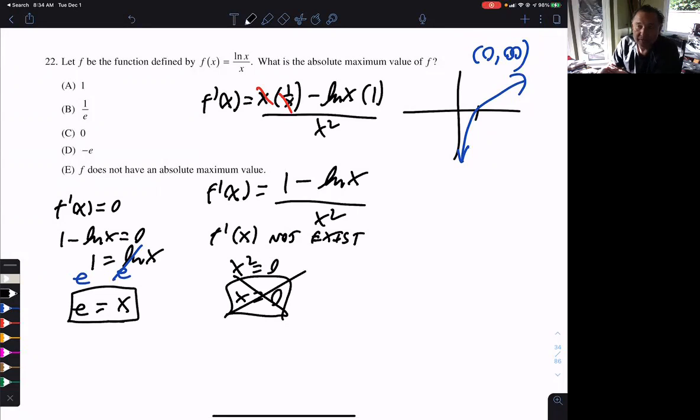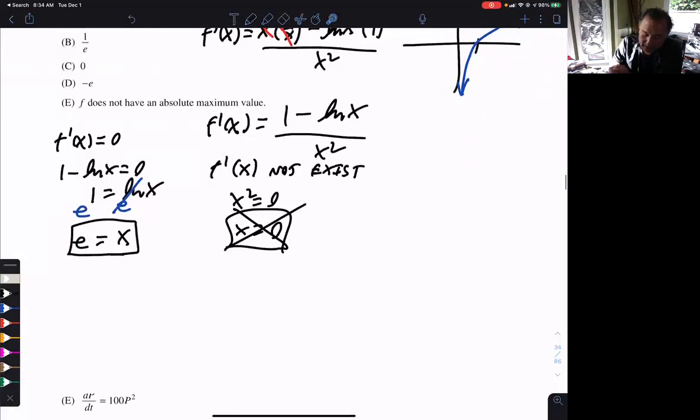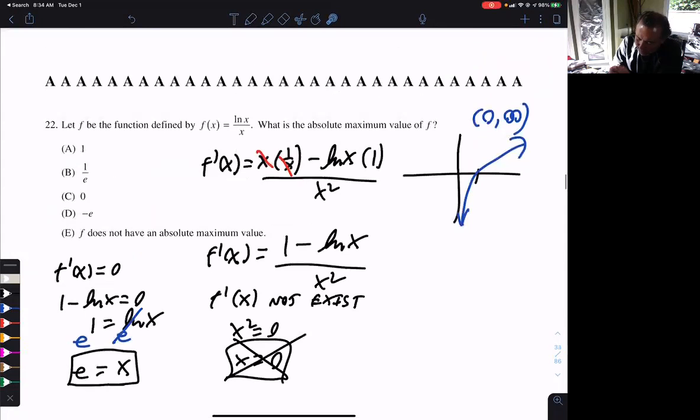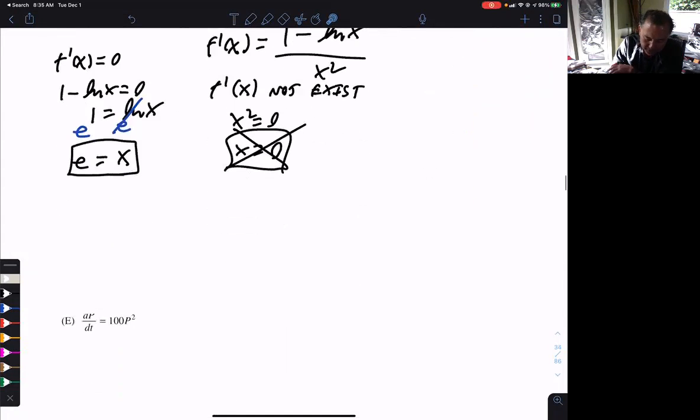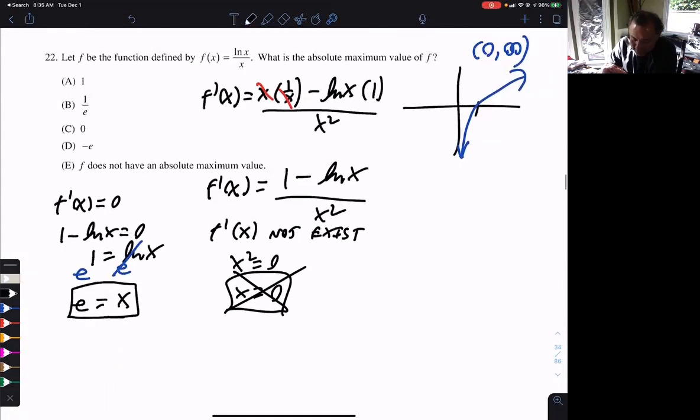And this is where it's important to know that second theorem about max and mins. If you have a continuous function that has only one extrema, that extrema is an absolute extrema. So we need to find out, we're looking for absolute max. If that's a relative max, then it's an absolute max. If that's not a relative max, the answer would be E, does not have an absolute maximum value. So we need to figure out, is there a relative max at e?